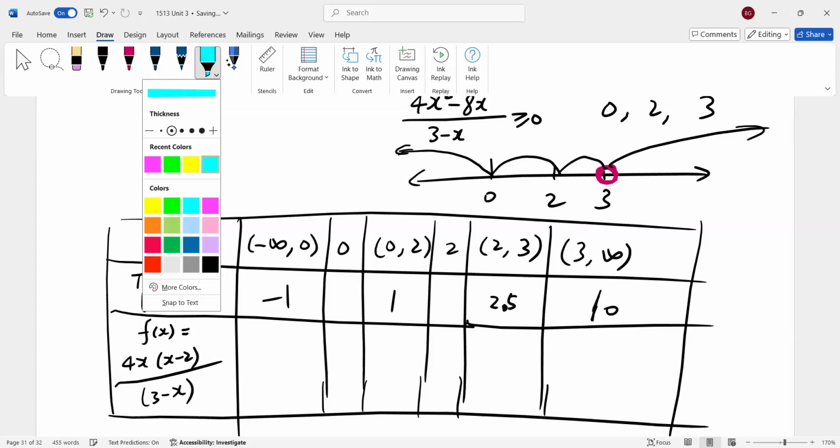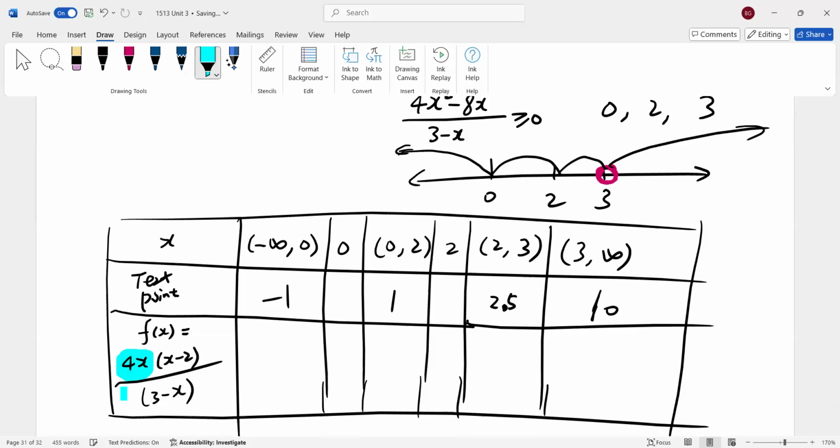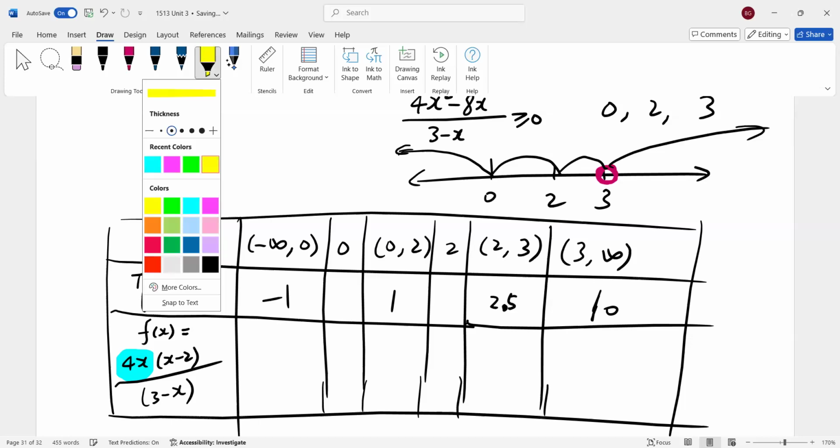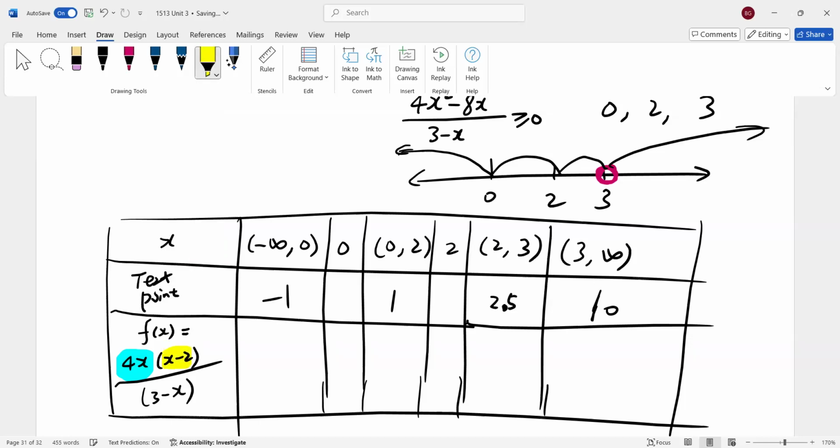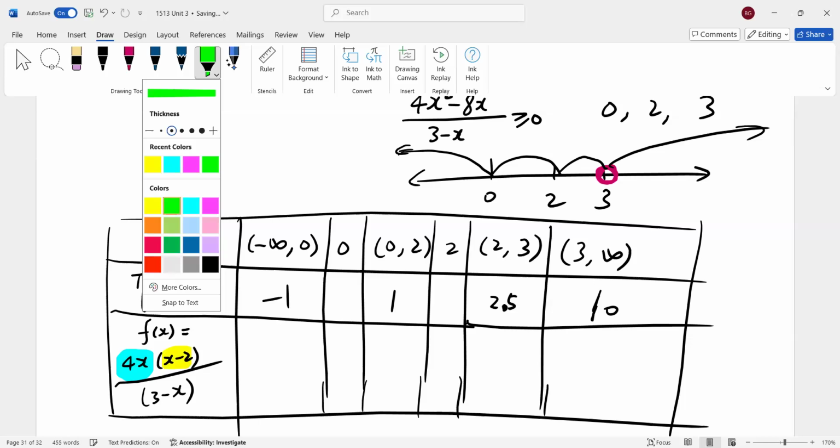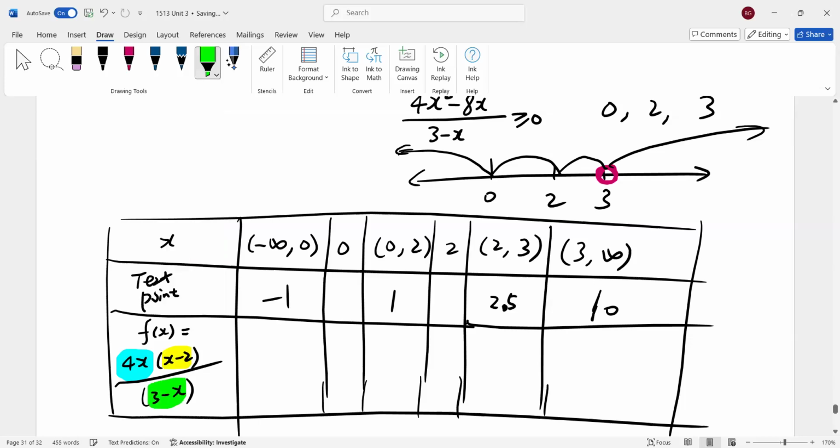The first part is supposed to be blue. I want it to be blue. It's 4x. 4 is a positive number, so it doesn't affect if you don't include it. But sometimes if this part is possible to be negative, then you need to be very careful. All right, so 4x is the blue. By blue cover 4x. By yellow cover x minus 2 in the parentheses. My green is 3 minus x on the bottom.